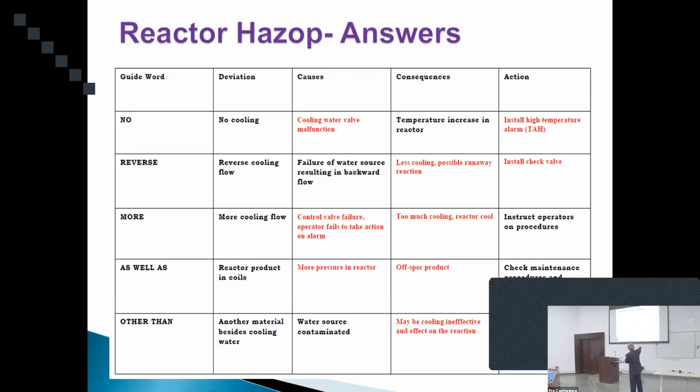Whatever is put in red is the outcome of the discussions of the group. The group will discuss and the members will say, if this happens, what can happen? They will say the product will become off-spec. You should take care of that. Like that, this is the way the HAZOP goes further.